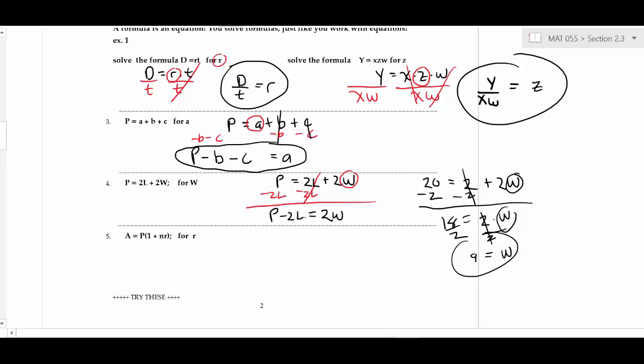Now, you can't put P minus 2L together because they're unlike terms. Okay? I see students do it all the time. How do you get rid of the 2 in front of W? And why do you divide? Because you're undoing multiplication. Okay? You've got to learn it that way.